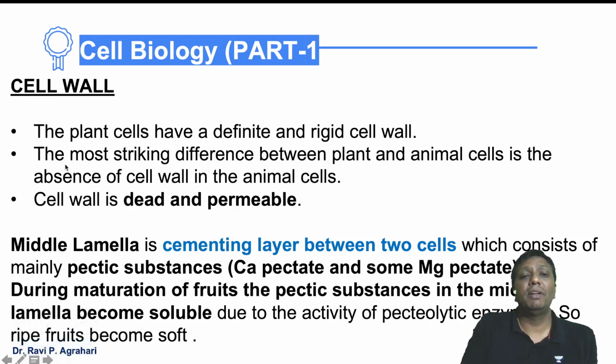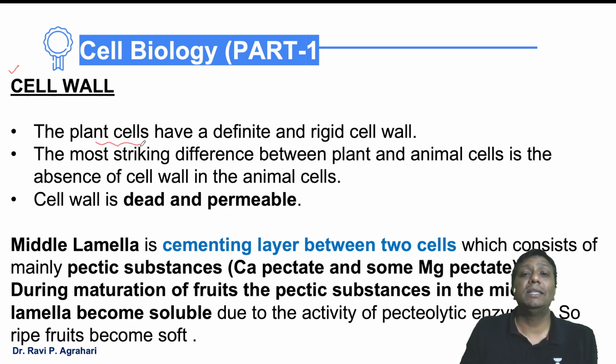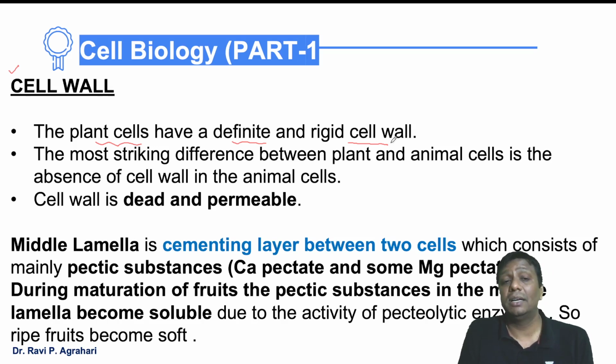As you know very well, you have seen the cell wall inside plant cells. And what is the feature of the plant cell wall? It is a definite and rigid cell wall. Plants have a definite and rigid cell wall. As you know, animal cells have no cell wall. I told you about the many striking differences between plant and animal cells. You know very well the presence and absence of the cell wall in animal cells.